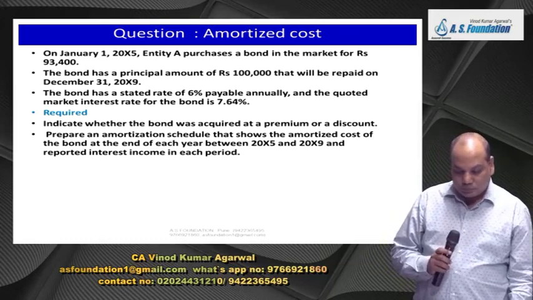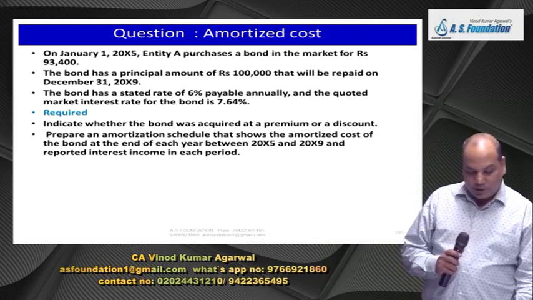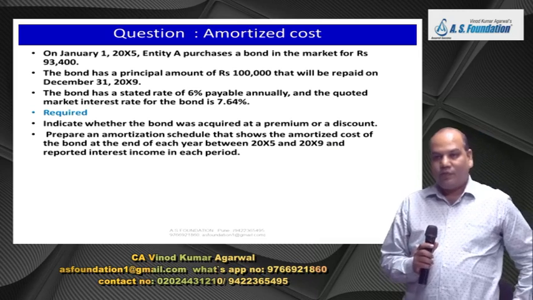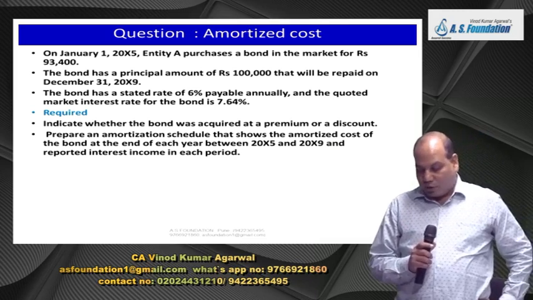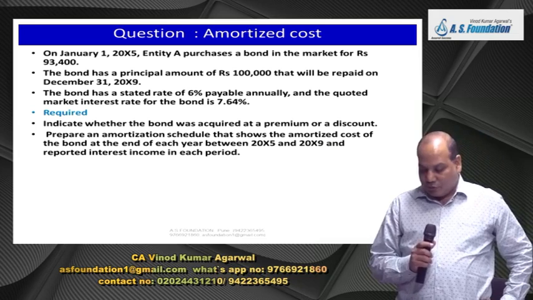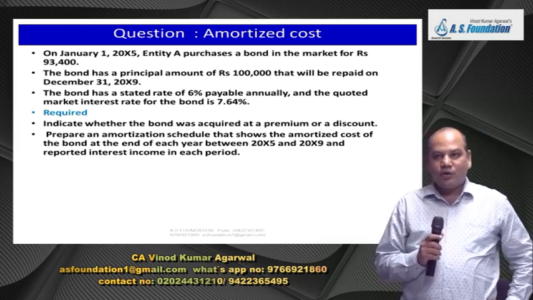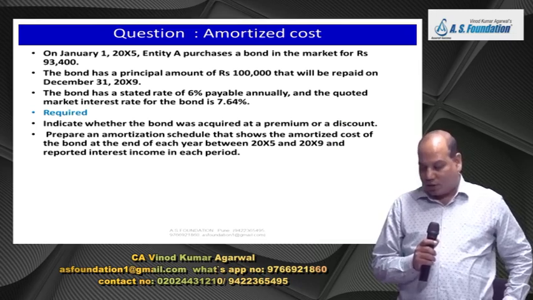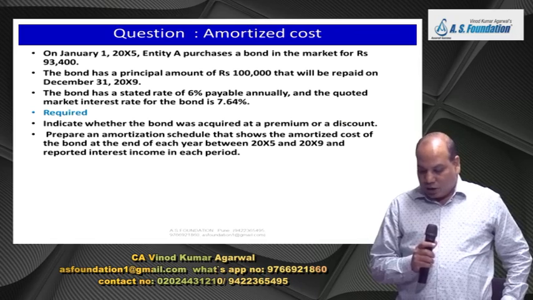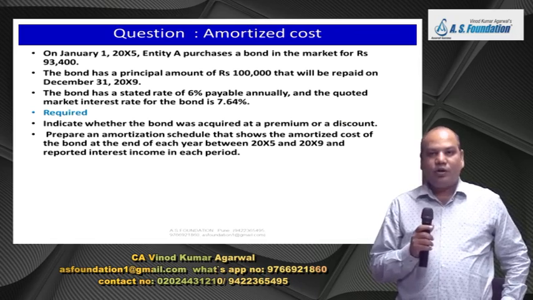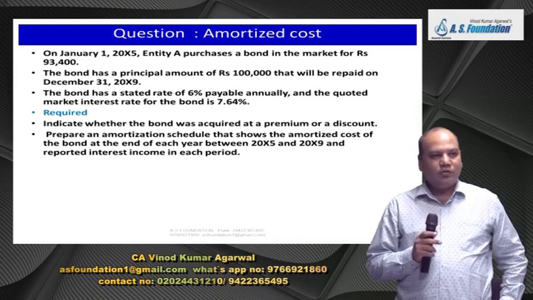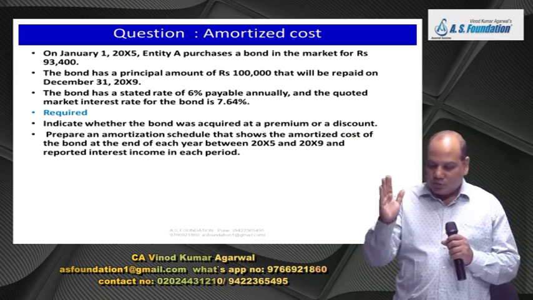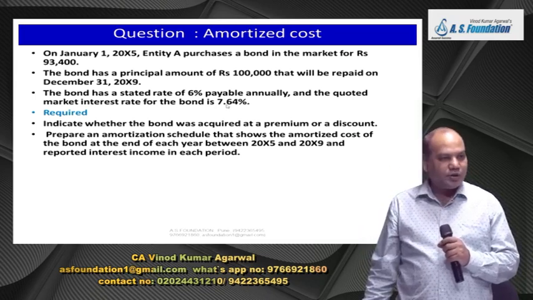Question number 14. A little fast this time. Everybody ready? On 1st January 2005, NTTA purchases a bond in the market for rupees 93,400. The bond has a principal amount of 1 lakh that will be repaid on 31st December 2009, after 5 years. The bond has a stated rate of 6% payable annually, and the quoted market interest rate for the bond is 7.64%. That is the EIR or IRR. Don't check it now, check it as homework. You will find that it is almost 7.64%.